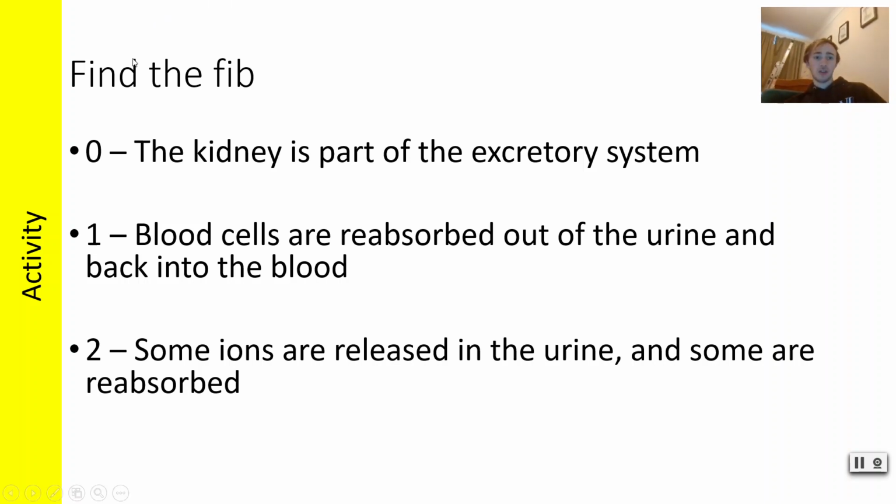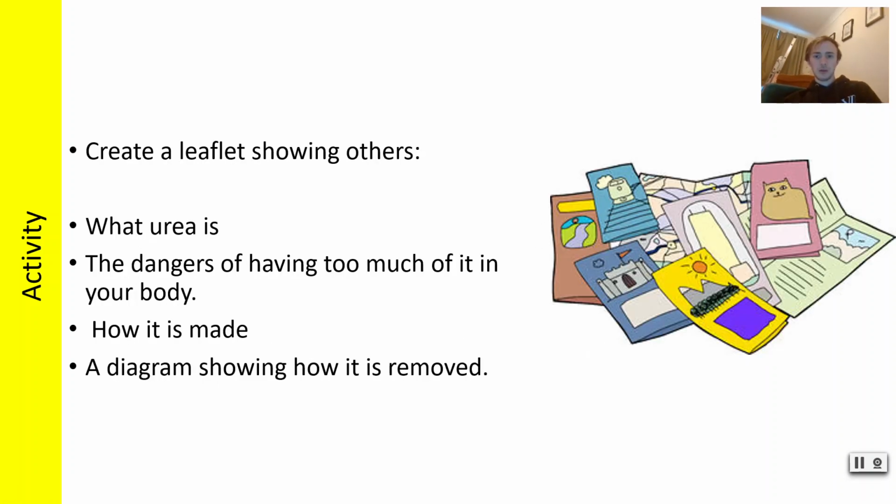So find the fib is the question, not 1 or 2, which one is untrue? So hopefully you got the answer was number 1. Blood cells are reabsorbed out of the urine and back into the blood. That is not true. Blood cells can't get into the kidney in the first place, they're stopped by the filter. But the kidney is part of the excretory system, it helps us to excrete our urea, and some ions are released in the urine and some are reabsorbed. Last questions for today.